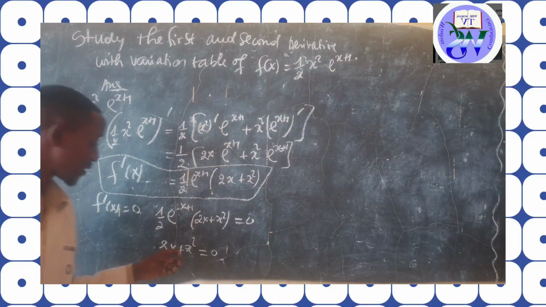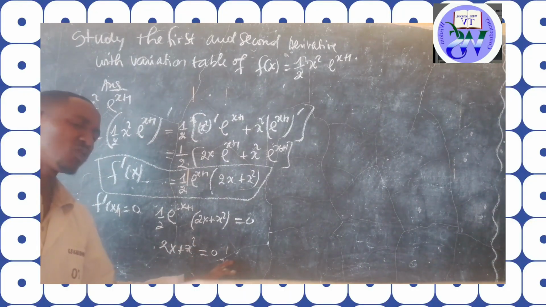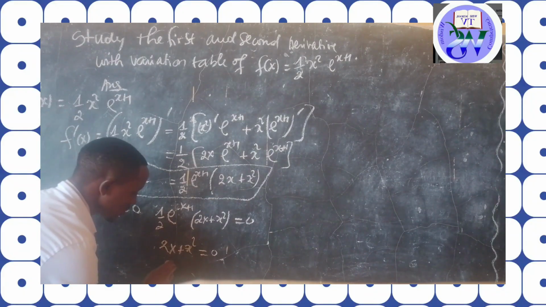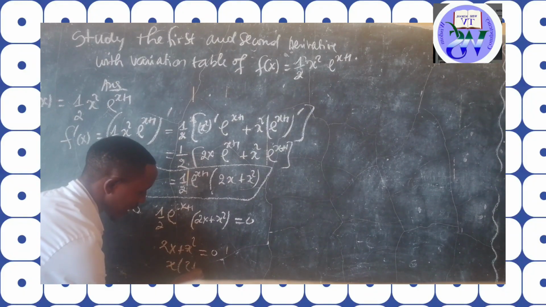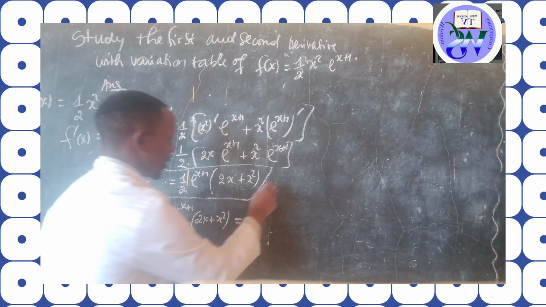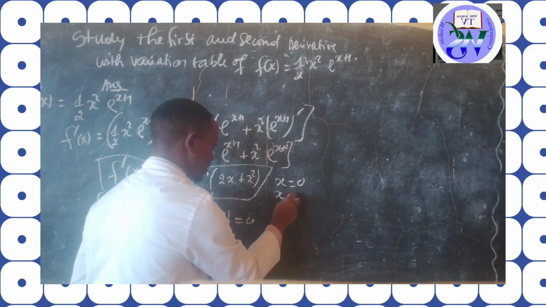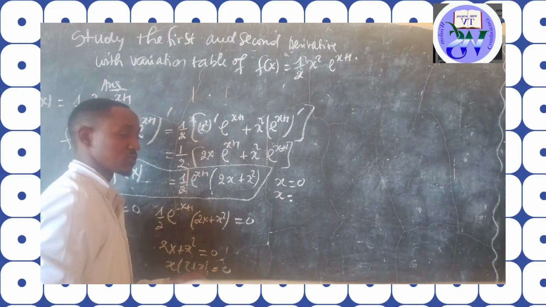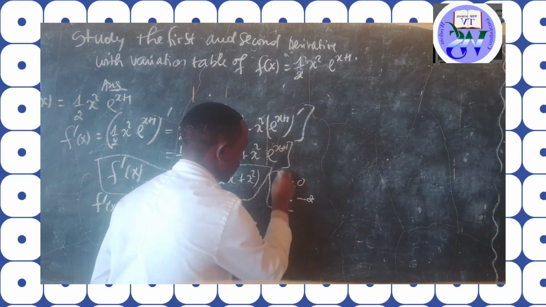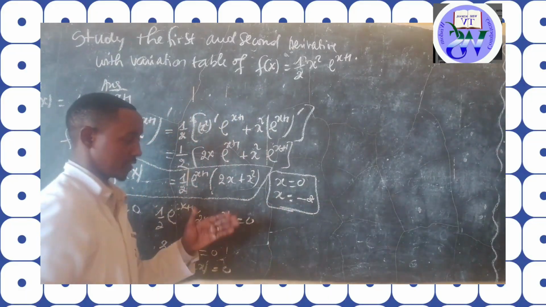Some people make errors here: for x squared equal to x, they simplify x by x. No, we use the factorization method. So x times 2 plus x is equal to 0. According to that, x is equal to 0, or 2 plus x is equal to 0, so x is equal to minus 2. These are the roots of the first derivative.